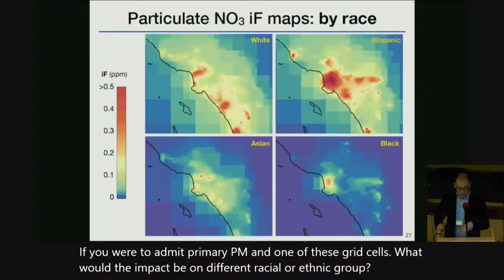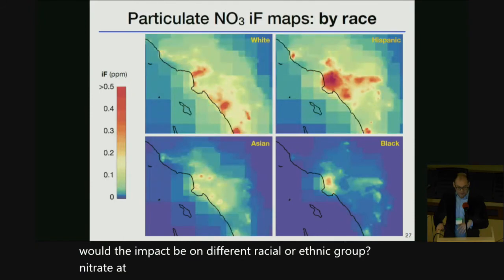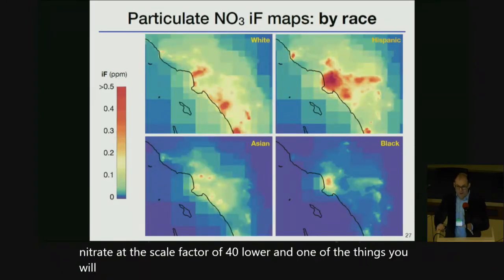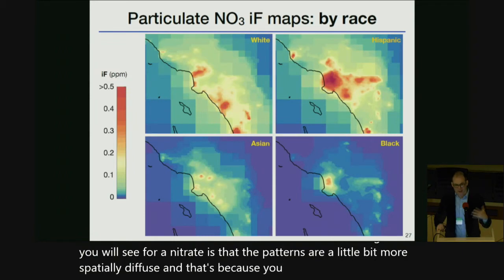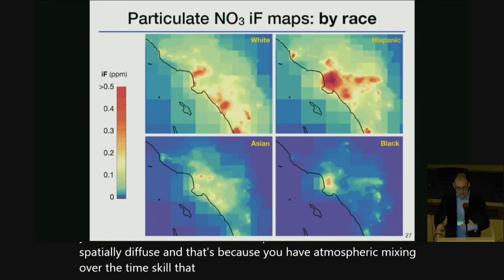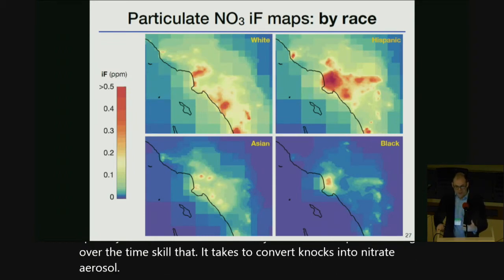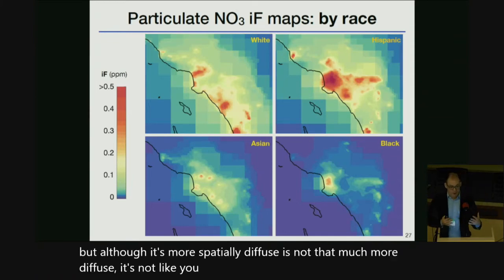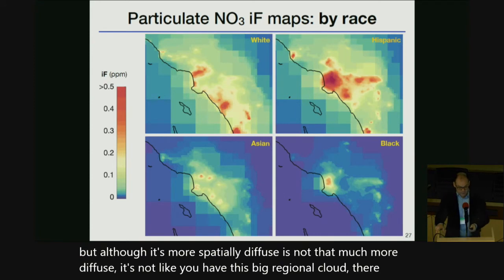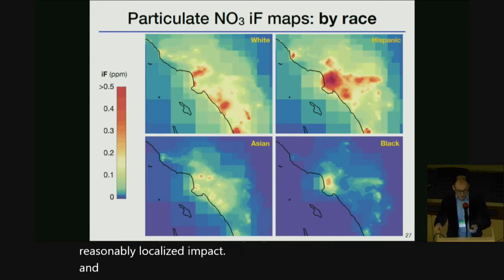Nitrate, the scale's a factor of 40 lower. And one of the things you'll see for nitrate is that the patterns are a little bit more spatially diffuse. And that's because you have atmospheric mixing over the timescale that it takes to convert NOx into nitrate aerosol. But although it's more spatially diffuse, it's not that much more diffuse. It's not like you have this big regional cloud. There are still reasonably localized impacts. And I was a little bit surprised by that, but we believe that to be true now.